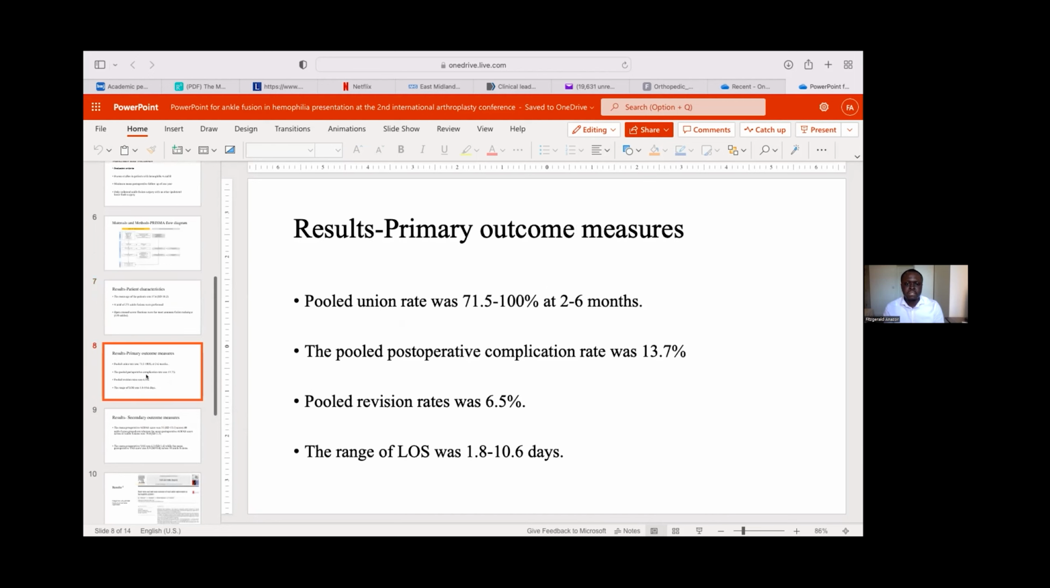Looking at our primary outcome measures, preoperative blood transfusion was not reported in most of the studies, so we did not analyze for this. The pooled union rate was 71.5 to 100% at 3 months. One study extended up to 6 months, but for the other 16 studies, most reported union rates within 3 months. The pooled postoperative complication rate across the 17 studies was 13.7%, while a revision rate of 6.5% was found. The range of length of hospital stay reported across the 17 studies was 1.8 to 10.6 days.